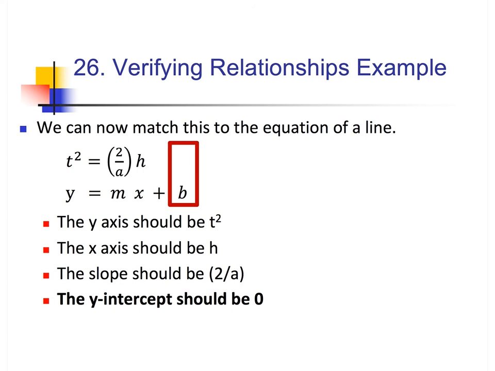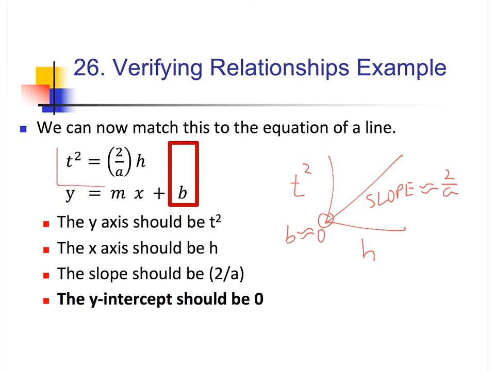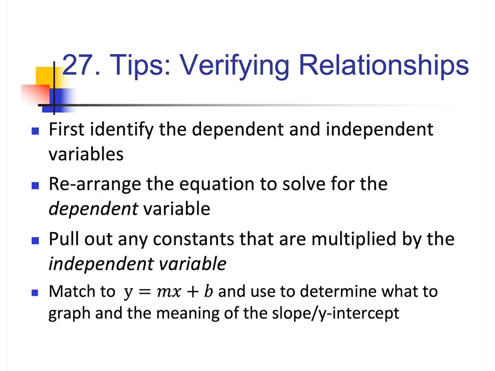So if we were to graph this function, we would put t squared on our y-axis, we would put height on our x, and we should get a line that has a slope of about 2 over a. Obviously, there'll be some error that will lead that to be not exact, and a y-intercept of about 0. Okay, that's what we should get if we were to take this data and graph it, and that would help to prove this relationship that we started with.